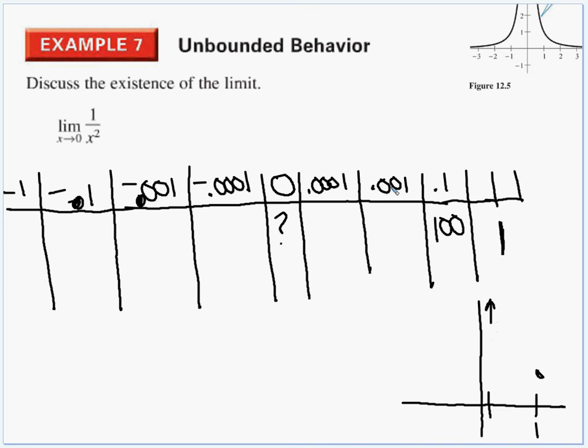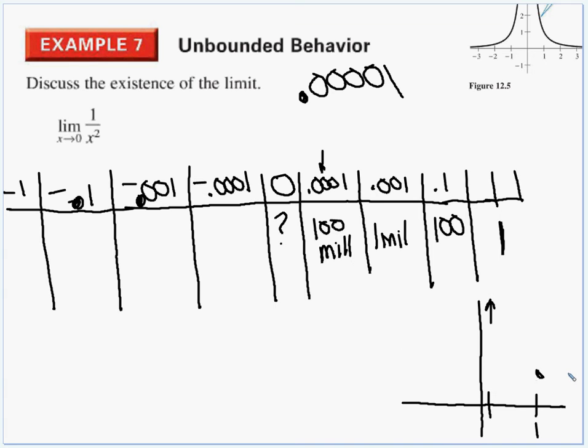Let's jump over another decimal. 0.001. If you square it, it would be 0.000001. You divide that into 1, that will be 1 million. So we've gone up the y-axis to a million. Sneak one more zero in there, 0.0001, square that, it gets even smaller. Divide it into 1, you're at 100 million.